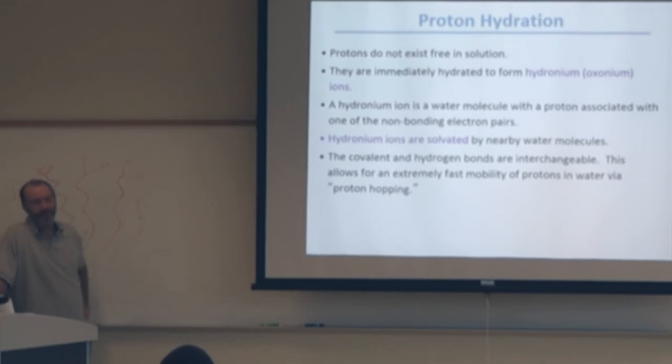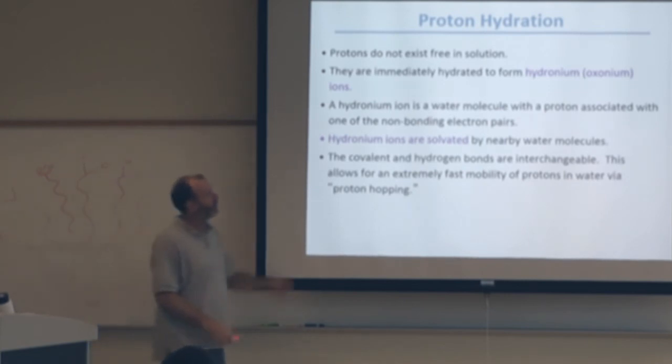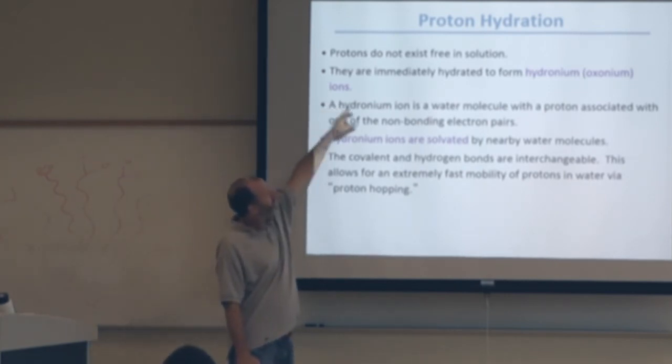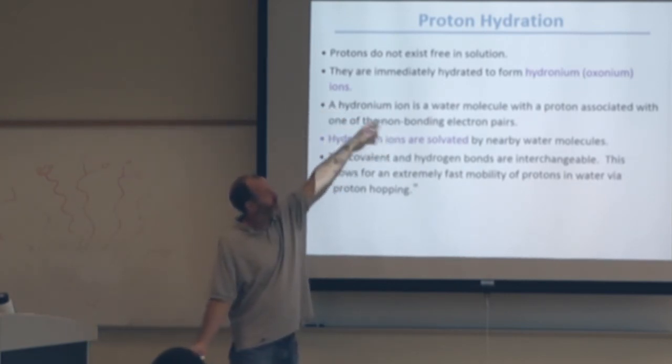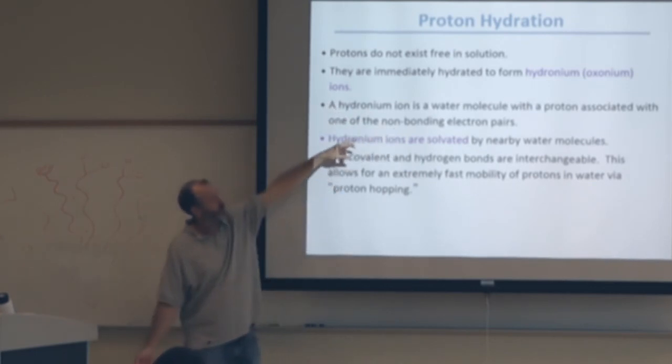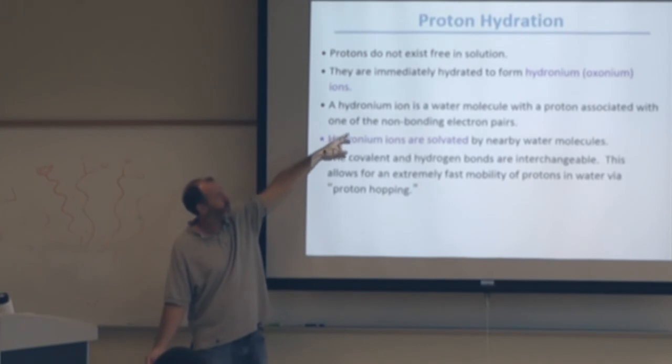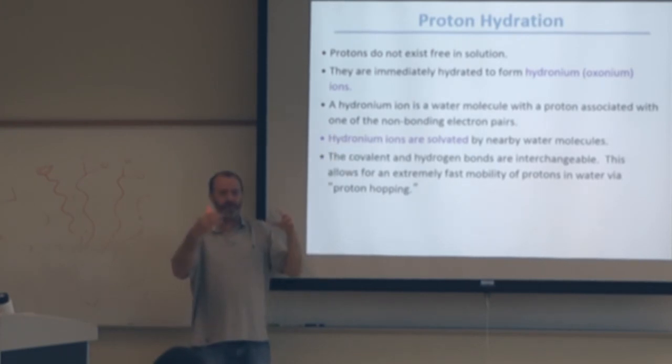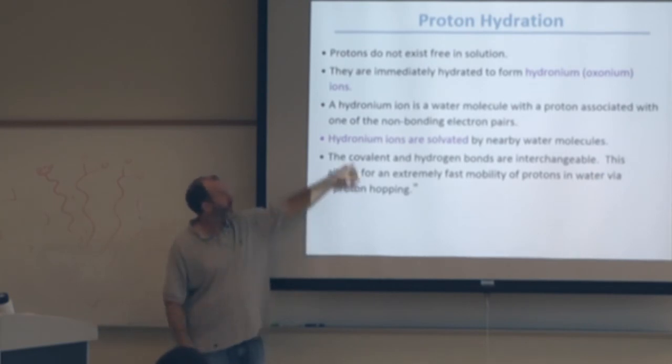So protons don't exist just free in solution, they become hydrated, right? They immediately hydrate to form hydronium or oxonium ions. The hydronium ion is a water molecule with a proton associated with one of the non-bonded electron pairs. So it's H3O with a positive charge.